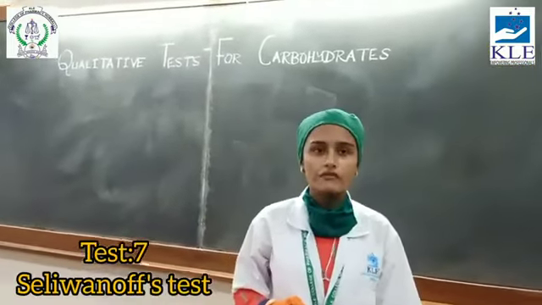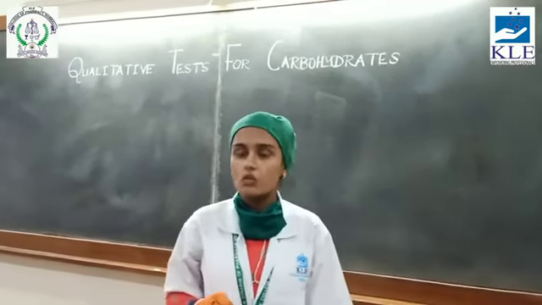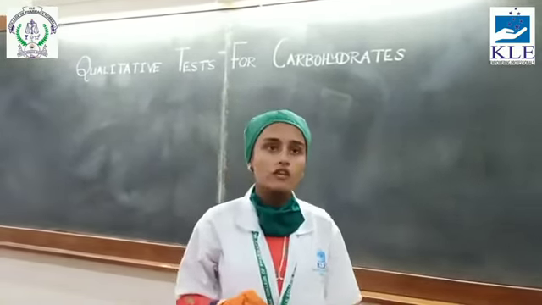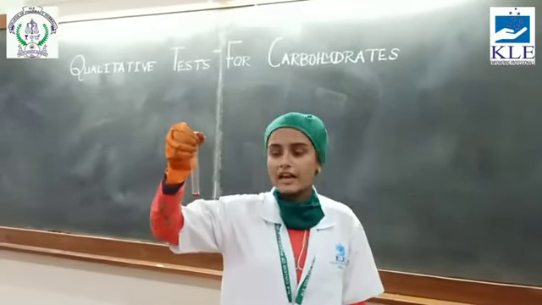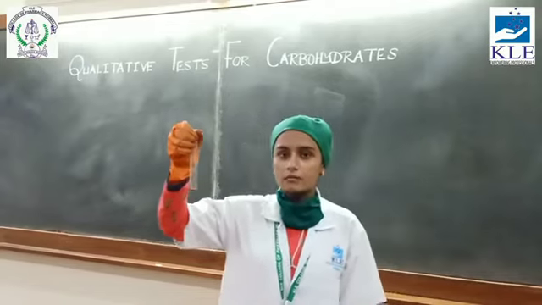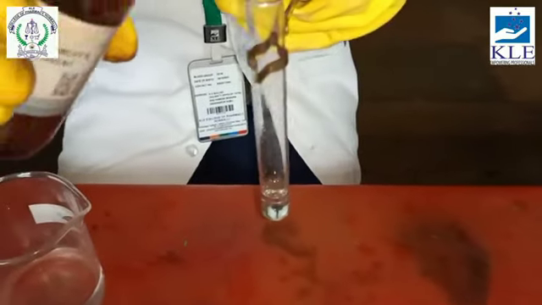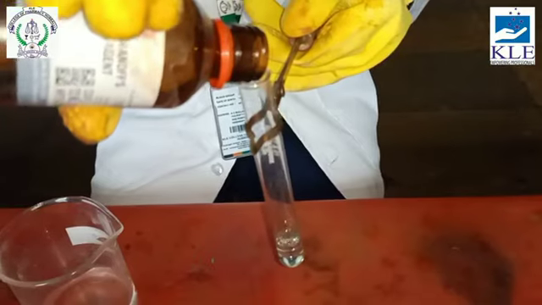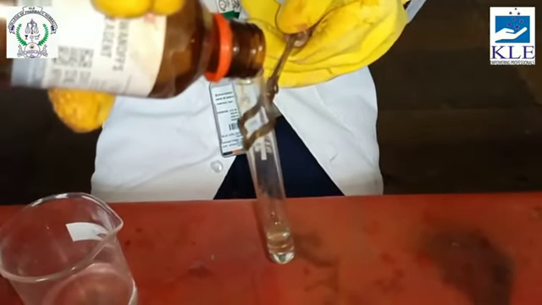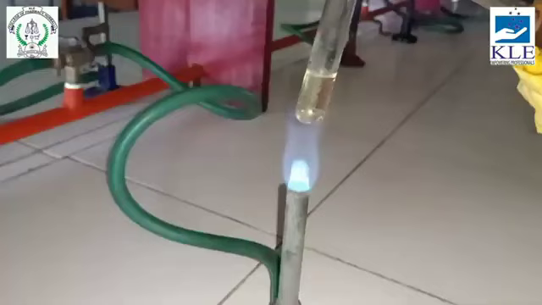Seventh step, Selivanov's test. Take 1 ml of Selivanov's reagent plus 1 ml of test solution, boil for 30 seconds. By observing it, we will get a red precipitate, inference, presence of aldose. Seventh test is the Selivanov's test. To 1 ml of test solution, we will be adding 1 ml of Selivanov's reagent, and we will boil it for 30 seconds.